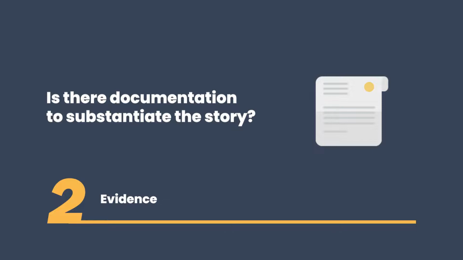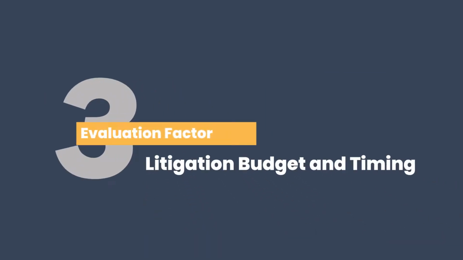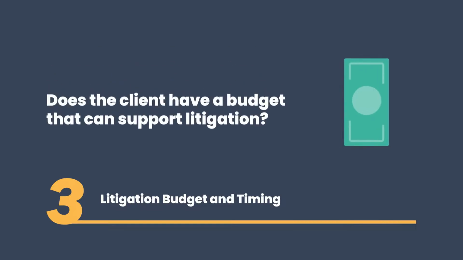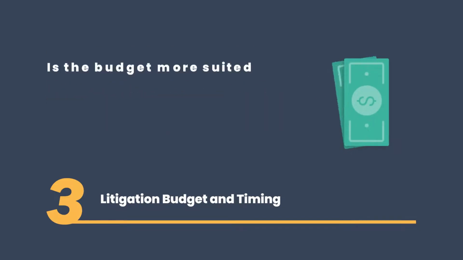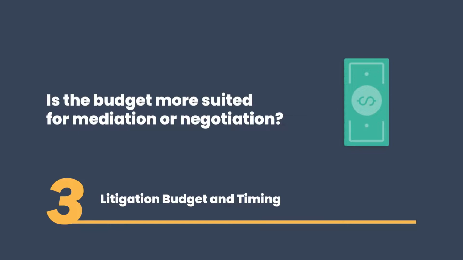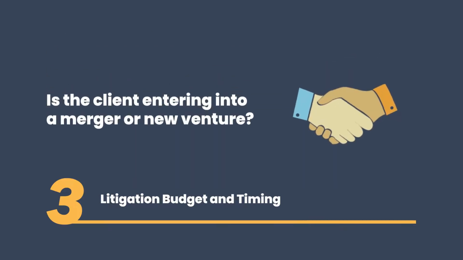Once we have the facts and the evidence, the next thing we do is we take a look at the client's litigation budget. It's important for us to know whether the client has a budget that's going to be able to support litigation, or if the budget is more suited for mediation or negotiation or a more amicable settlement.